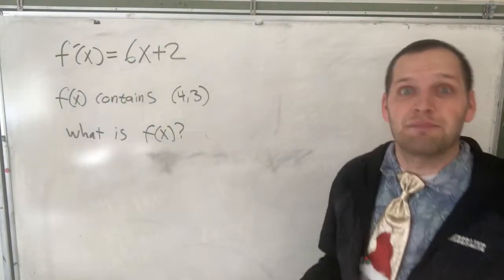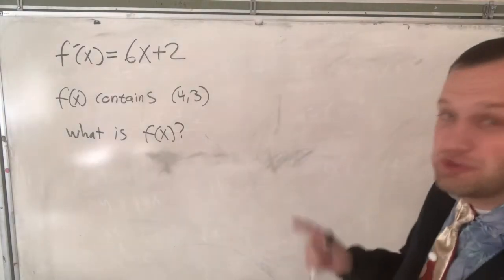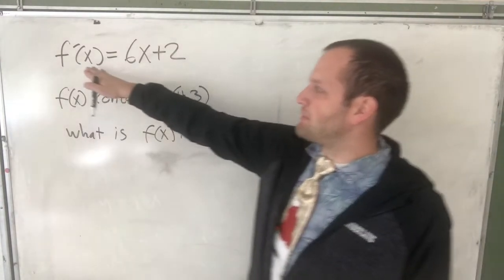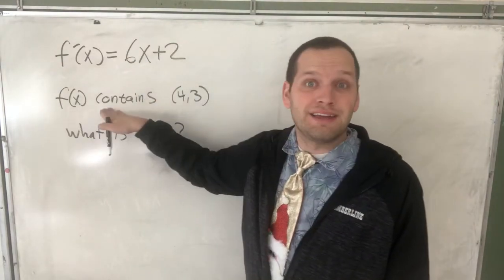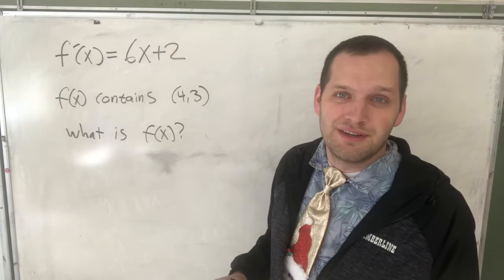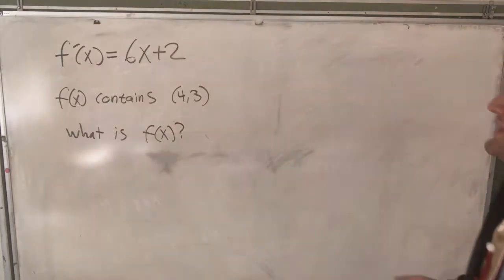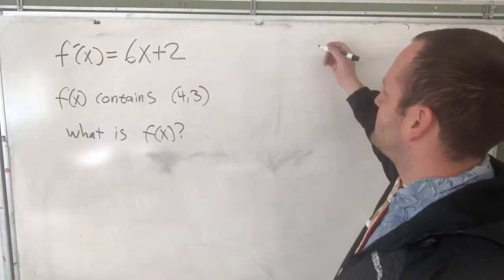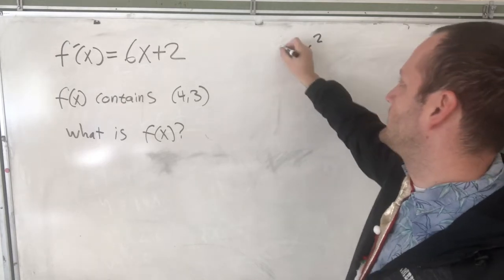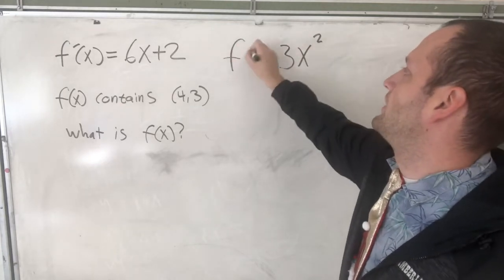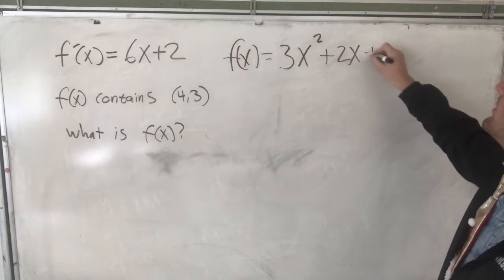So here's an example of how we could find c, what the actual original equation would be. We have f prime of x is 6x plus 2. We know f of x contains the point (4, 3), and we want to know what is f of x. What is the actual equation? Well, here's what we do. First, we need to integrate. So we have 6x, we're going to start with x squared, 2 times 3 gives us 6, so f of x is 3x squared plus 2x plus c.